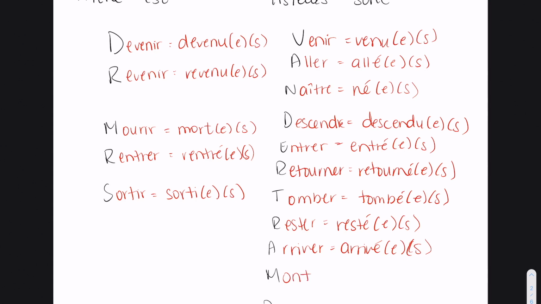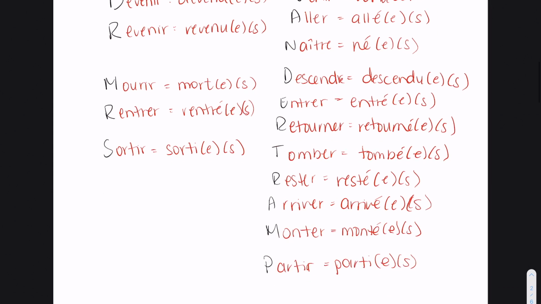Monter, if it's called for the E or the S, but otherwise it stays the same in conjugations. And S, and then partir, okay? This one stays the same as per IR conjugations. Partir, with an E or with an S, okay? So those are your examples there.